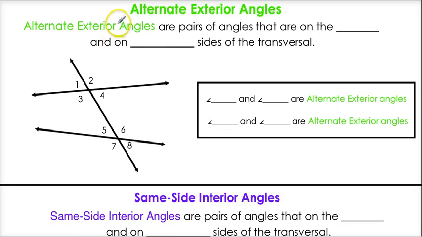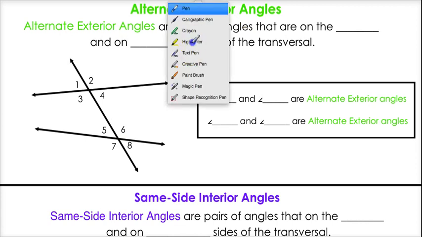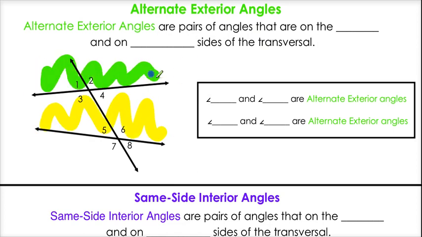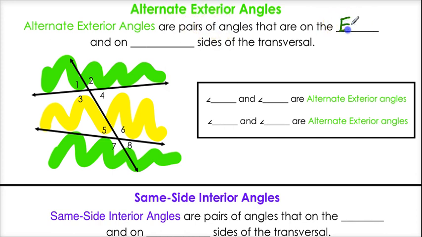The next kind is alternate exterior angles. So let's go over this. So we have our highlighter. I'm going to highlight my interior. I'm going to highlight my exterior. So alternate exterior angles are a pair of angles that are on the exterior, obviously, and on opposite sides of the transversal. Alternate is another way of saying opposite. So these are opposite exterior angles or alternate exteriors.